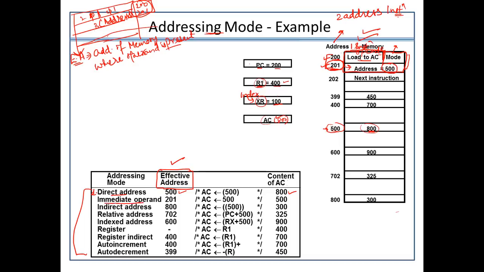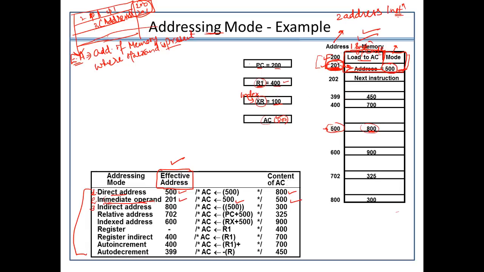Similarly, if it is an immediate operand, we know that in case of immediate operand, immediately I am going to get the data. So whatever value is here in memory location 201 is actually where the operand is present. Immediate, if you remember, immediately I am going to get the operand. So the address field itself becomes the operand here. Just because it is a two address instruction, I need to specify that the effective address will be 201, and on that particular address 500 is the operand available. Just because its definition is immediate operand, we are specifying it immediately.